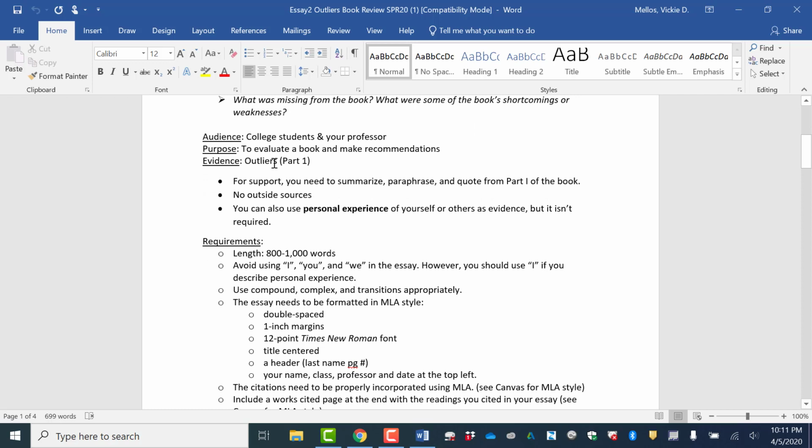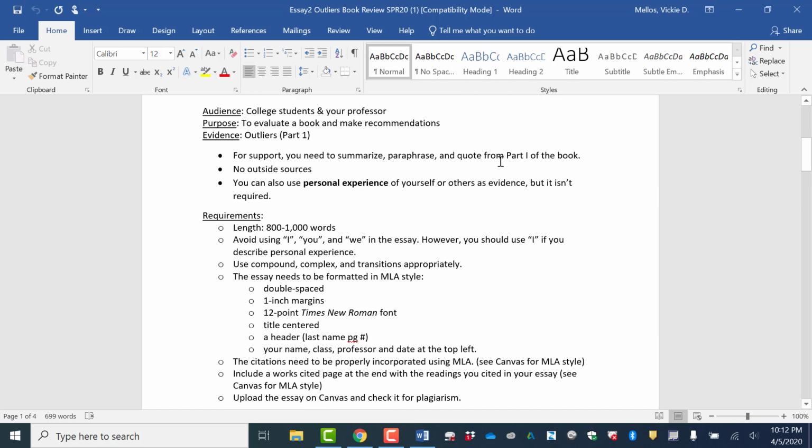In your evidence, you're going to focus on part 1 of Outliers. For support, you need to summarize, paraphrase, and quote from the book, and you should not use outside sources. You can use personal experience of yourself or others as evidence, but it isn't required. But you are required to provide evidence from the book.